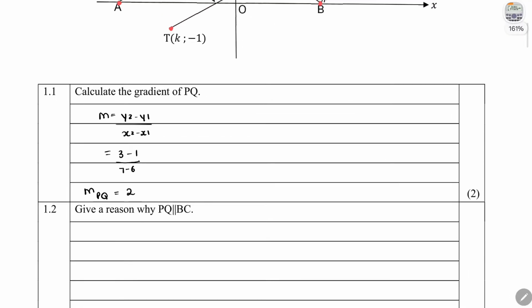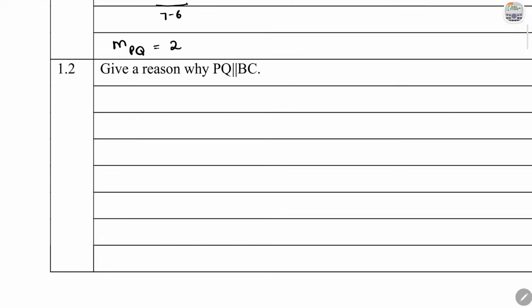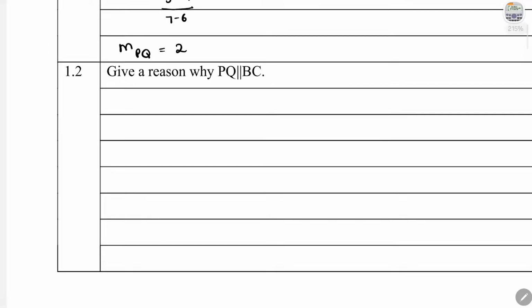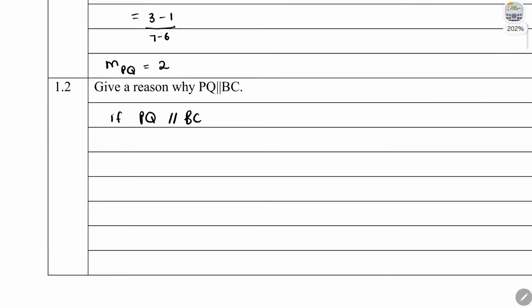Moving on to the next question. Question 1.2 says, give a reason why PQ is parallel to BC. Okay, what do we know about parallel lines? If PQ is parallel to BC, then it just means that their gradients are the same because they are sloped or slanted in the same way. So if we can just show that the gradient of PQ is actually equal to the gradient of BC, then yes, they are parallel.